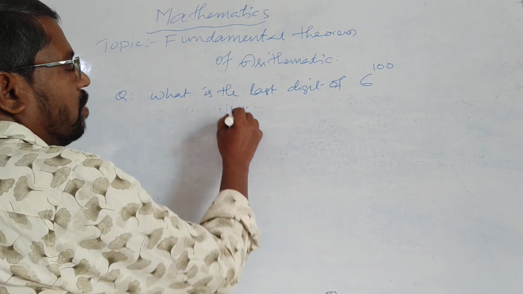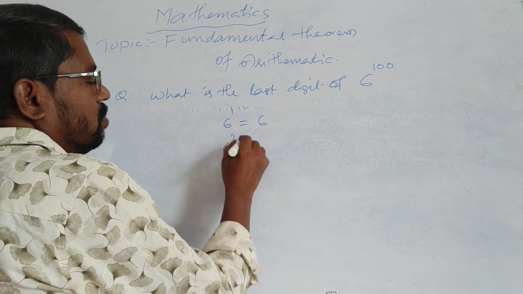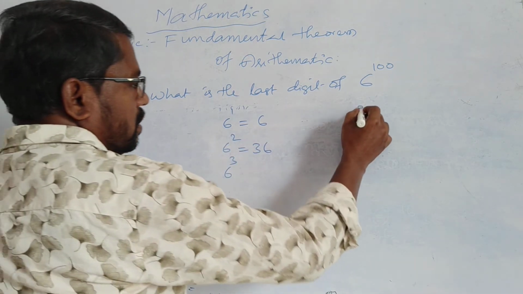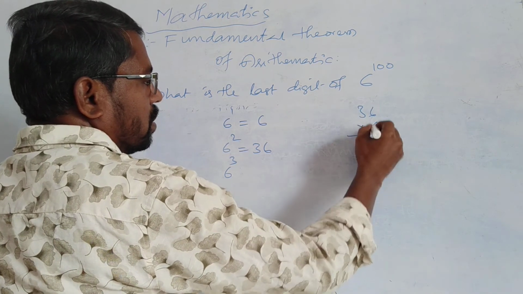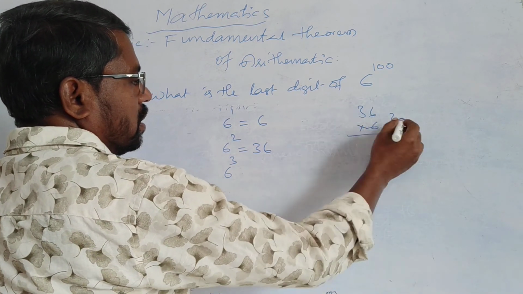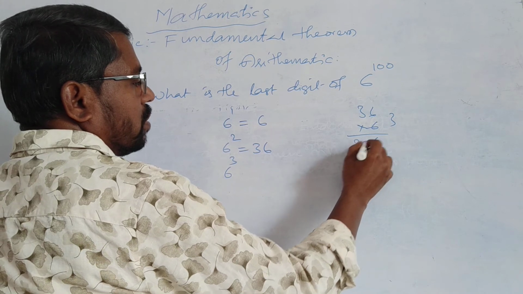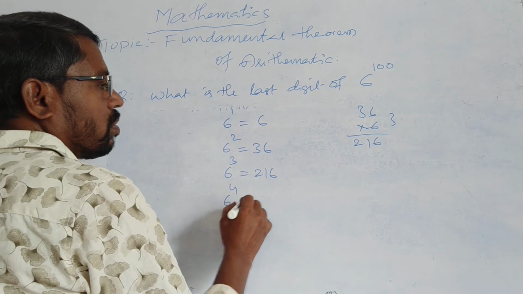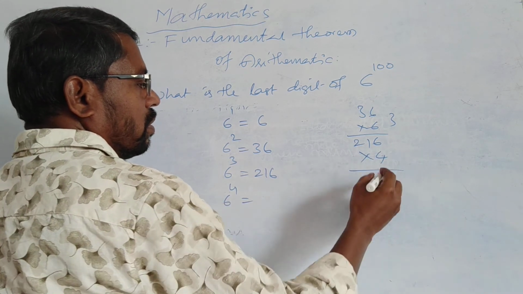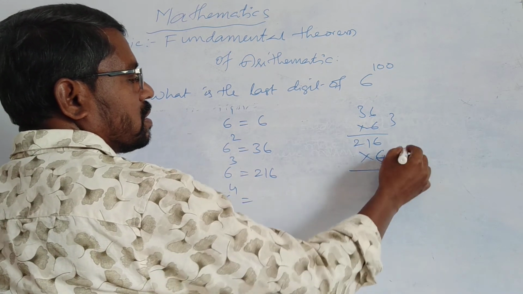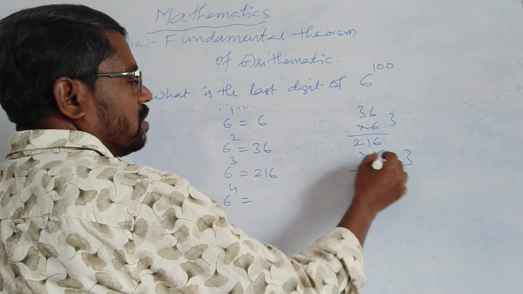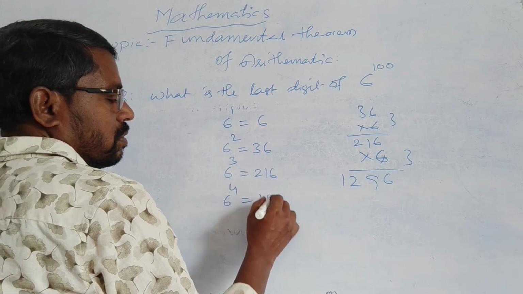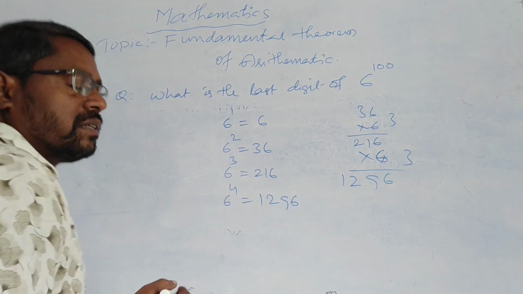What is 6 power 1? 6. 6 power 2? 36. 6 power 3? 36 into 6: 6 6s are 36, 3 6s are 18, 18 plus 3, 21. 216. 6 power 4: again multiply by 6. 6 6s are 36, 3 6s are 18, plus 3, 21, 2 6s are 12, 1296. So what do you observe?